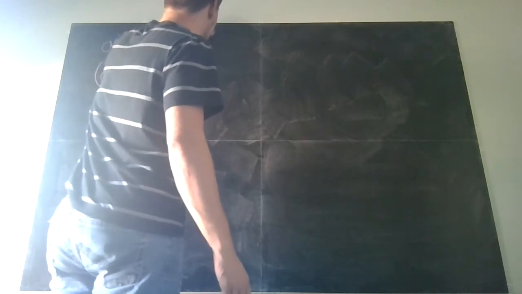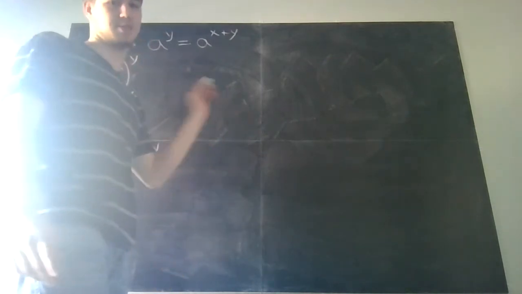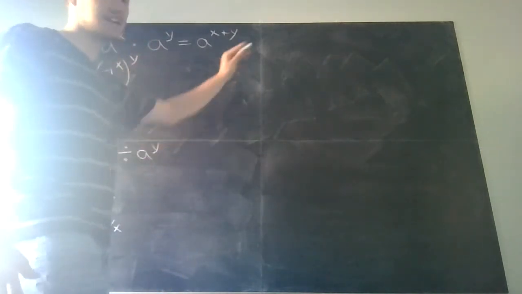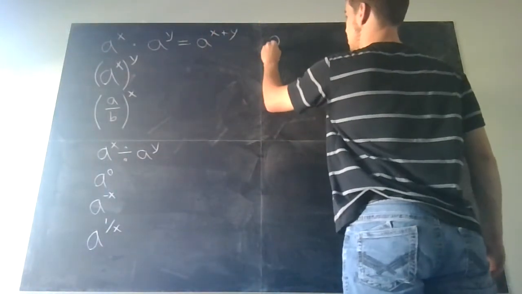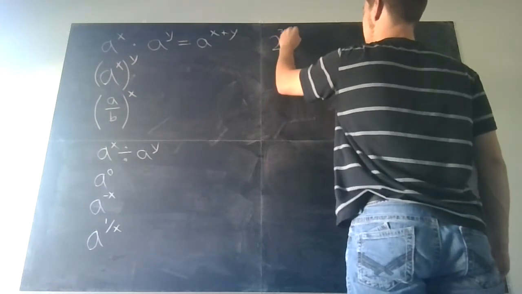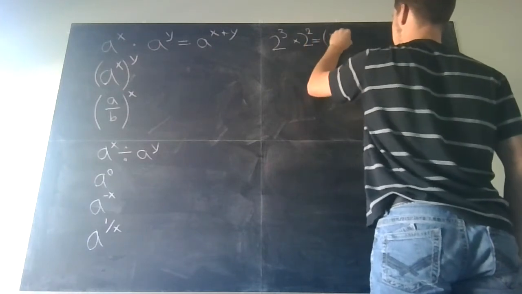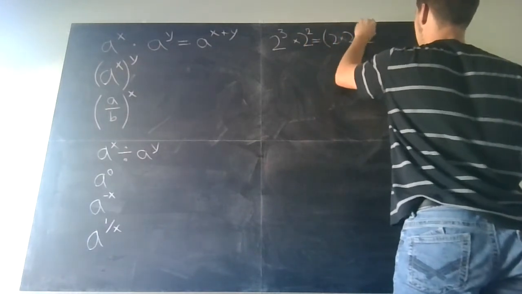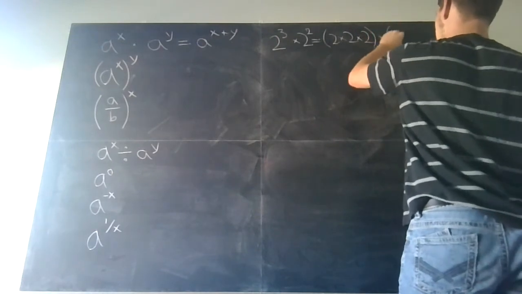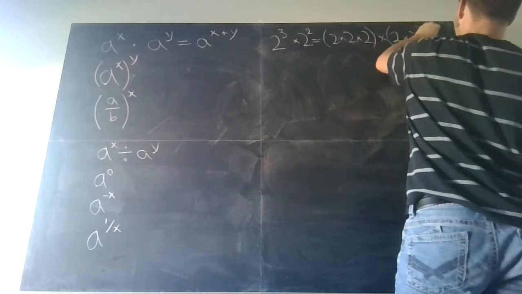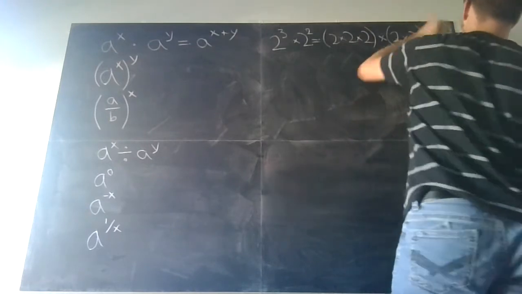So we have a^x times a^y equals a^(x+y). It's interesting how multiplication here becomes addition there, but let's see it in action on the right side of the board. Let's say 2^3 times 2^2 equals 2 times 2 times 2 times 2 times 2, which equals 2^5.